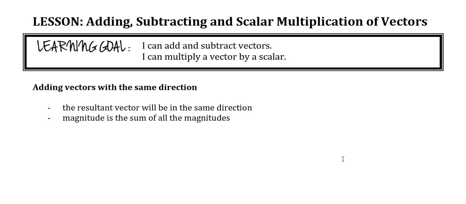So we're going to talk about adding, subtracting, and one of the three types of multiplication of vectors. The adding and subtracting is really straightforward, really basic, but it does help us conceptualize what vectors are and how they behave with each other. Like some of these fundamental ideas.